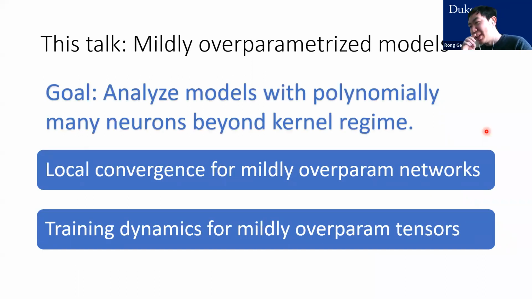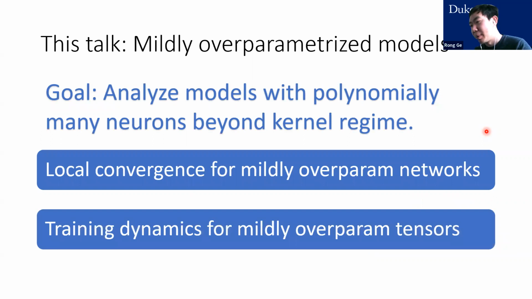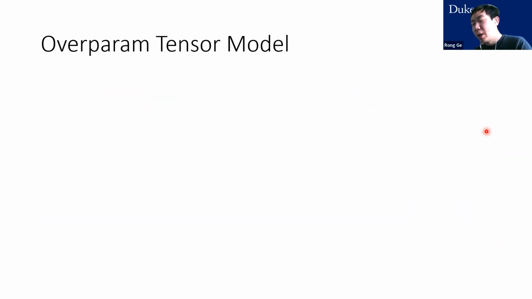Okay, so let me now just briefly talk about the second result, which is a more global training dynamics for a different overparameterized model. In this second result, we are looking at a simpler model compared to a neural network. We are looking at a tensor decomposition model. Tensor decomposition models are actually fairly closely related to two-layer neural networks.